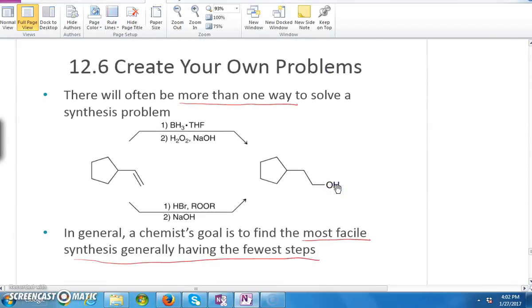There's always more than one way of doing things, but chemists always find the more facile way. For instance, if you have a terminal alkene, you can go to the primary alcohol using HBr addition with benzoyl peroxide, or you can do a hydroboration oxidation. This will require a lot of practice, and that's what I want you to do.